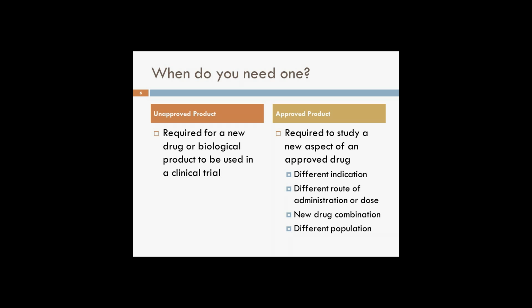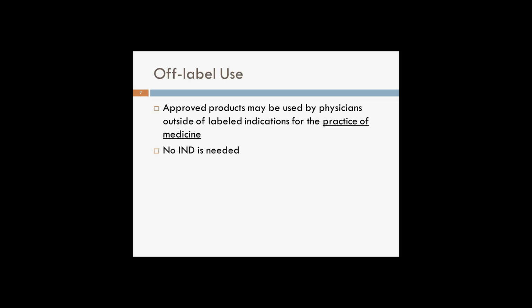A different route of administration or dose may change the side effect profiles and so on. Sometimes if you combine a drug with a different drug at the same time, you need an IND. And in a different population, that refers back to what Penny mentioned. Let's say a drug is approved for use in adults, and you want to use it in pediatric populations, you'll need an IND for that. But that is not to be confused with off-label use.